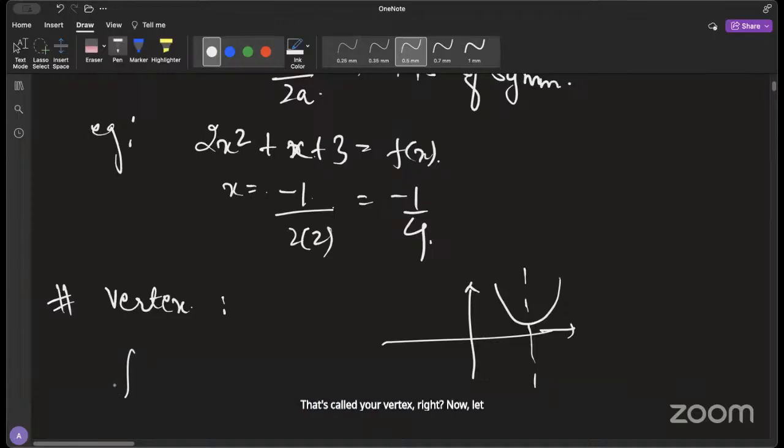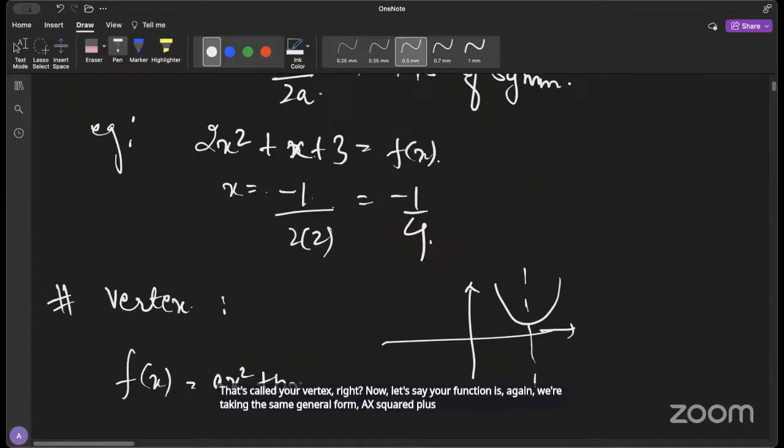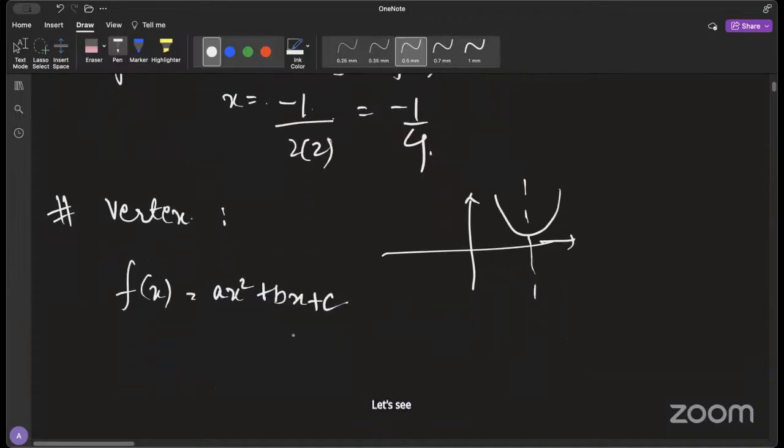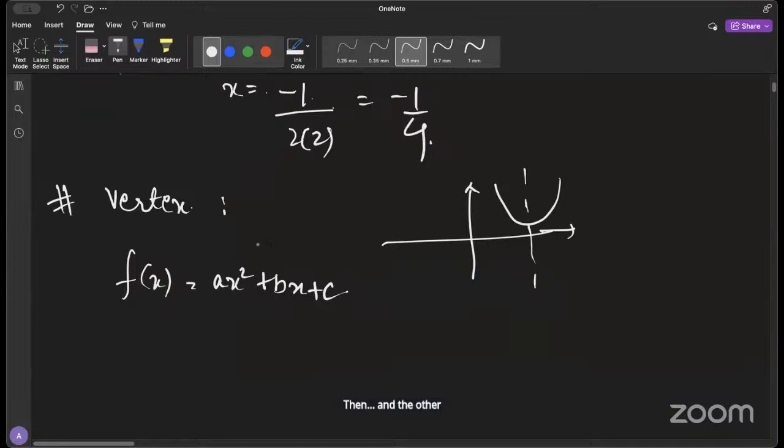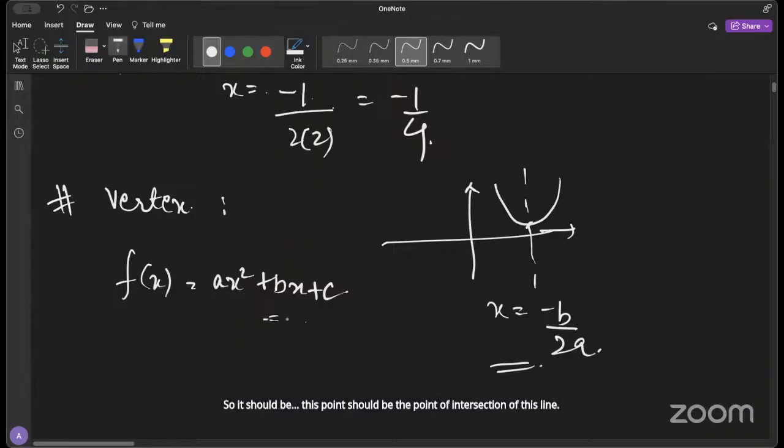Now, let's say your function is, again, the same general form, ax squared plus bx plus c. The vertex is basically the point of intersection of this line, the axis of symmetry, and this quadratic function. So it should be where this function intersects this line, x equals minus b by 2a. This point should be the point of intersection of this line and this curve.